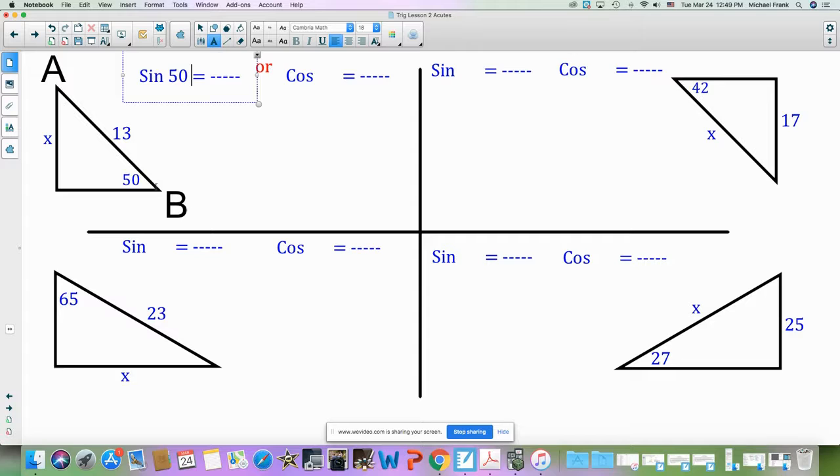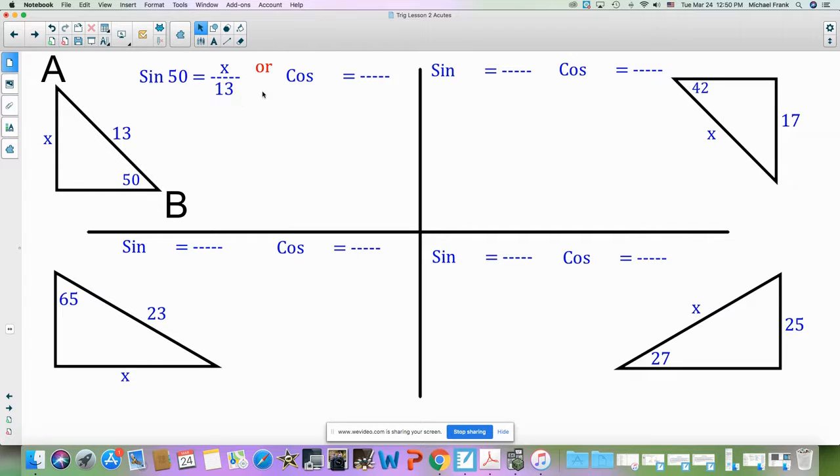And if we're going to use the sine of 50, that means this is our reference angle. That means the x is going to be our O. So we're going to say that the sine of 50 is going to be our opposite over the hypotenuse, x over 13.